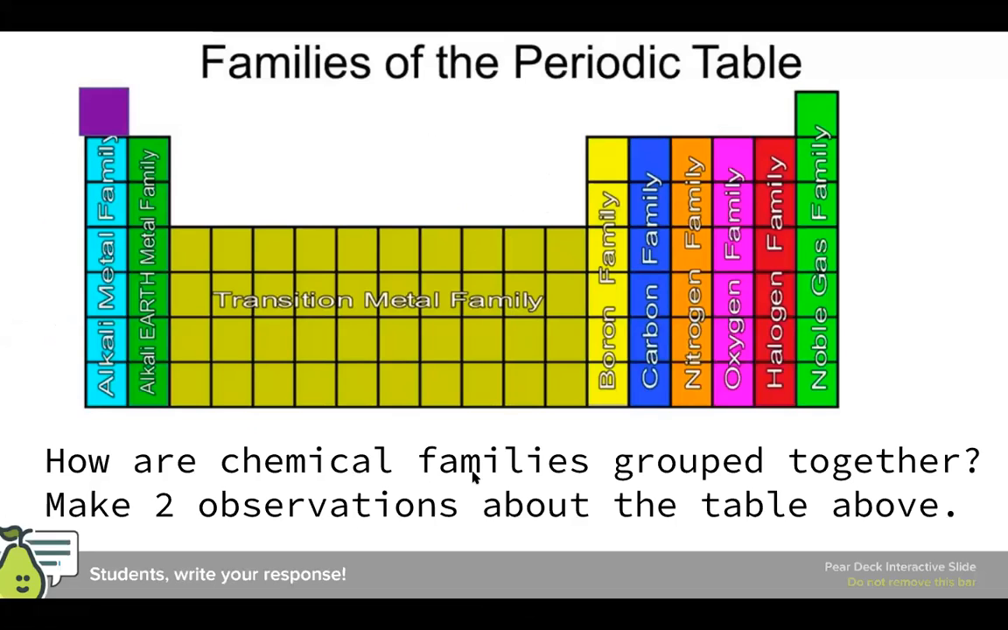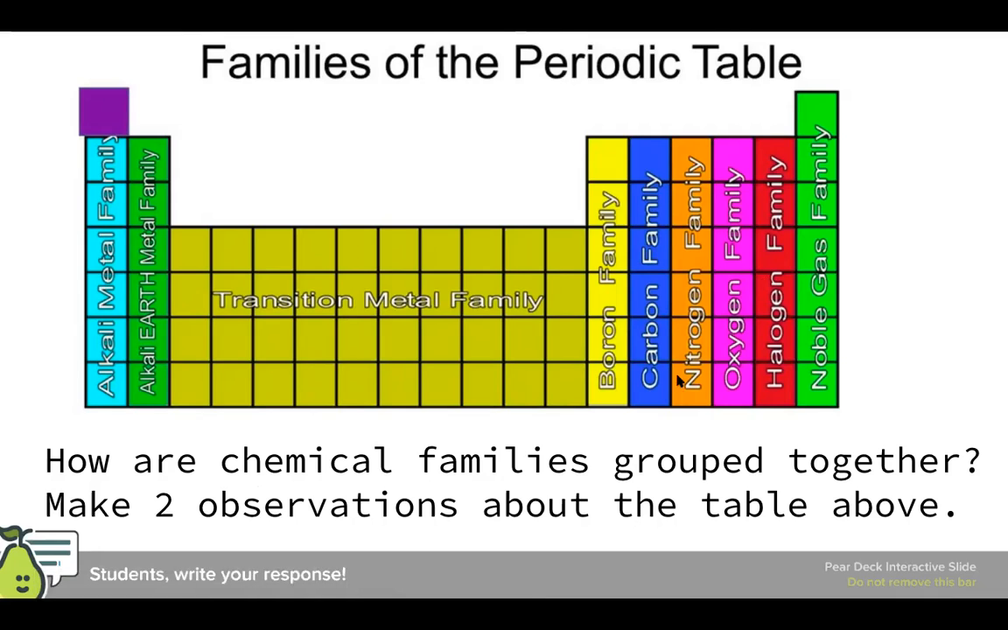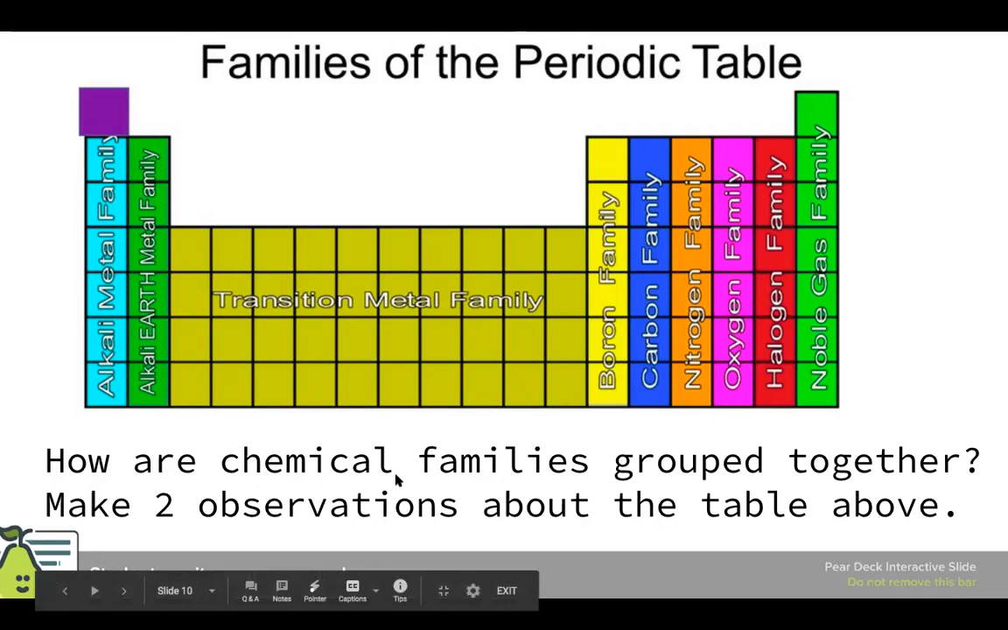Here is another spot on your worksheet where you have to answer a question. Make two observations about the table above. You've got a table right here. I'm not going to reveal those observations because I'm going to continue on ahead, but you have to write this on your worksheet. You're going to answer the question: how are the chemical families grouped together? You're going to make two observations.